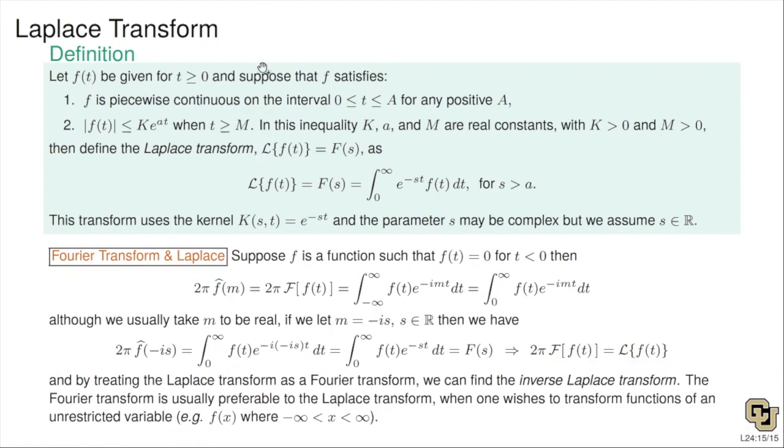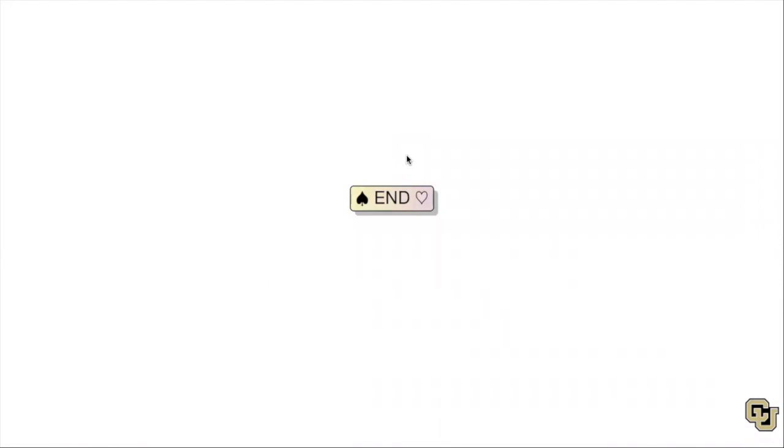So it depends on what type of functions you're dealing with. One transform might be more preferable than the other, depending on the function you're dealing with in the domain of x. And so there are little differences between these transforms. All right, folks, that ends our discussion of separation of variables and all of the different PDEs.